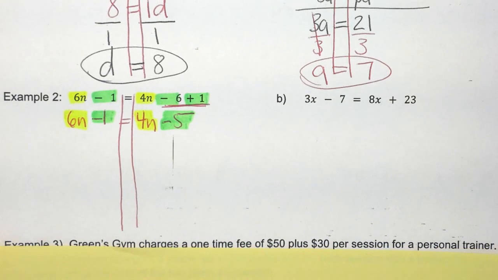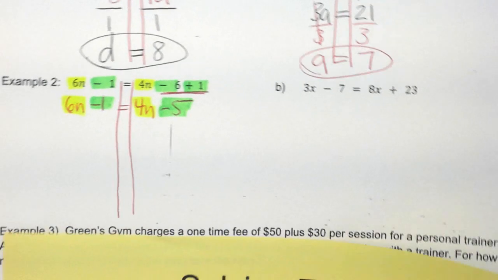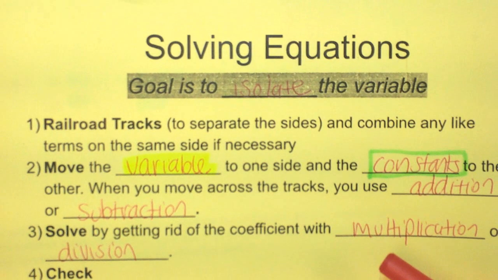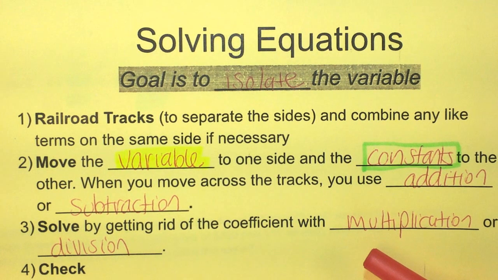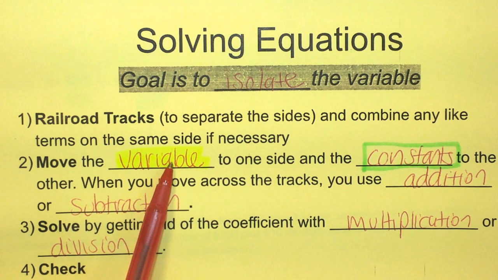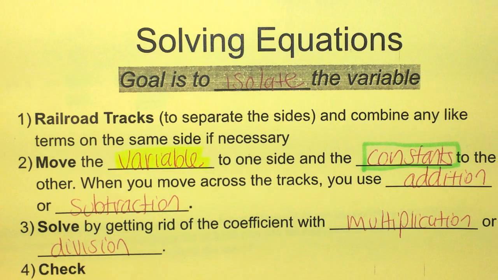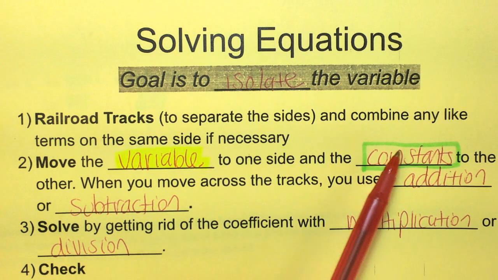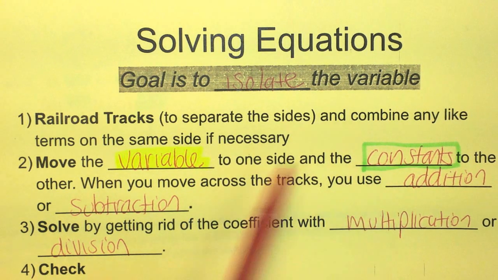From here, which variable should I move first? And if you look at step 2, it does say move the variables and the constants. I always move the variables first. Sometimes, if the answer is 0 at the end, it trips people up if you move your constants first and then have to move your variables at the end. So I always suggest to do the variables first.